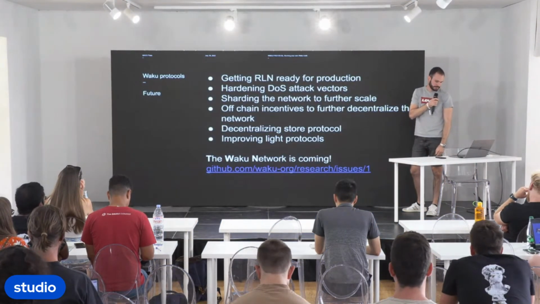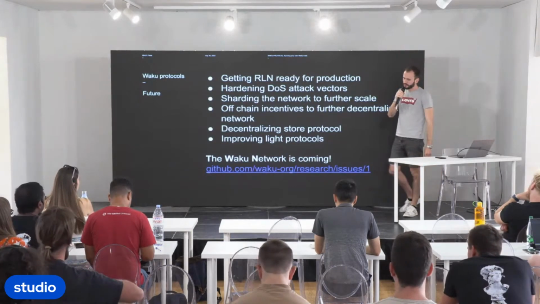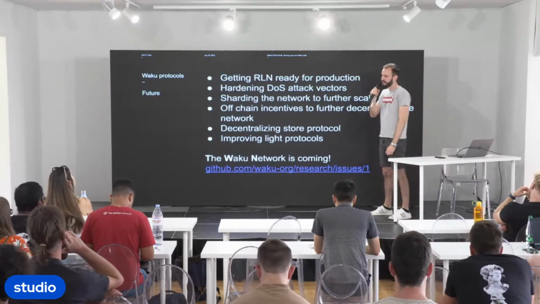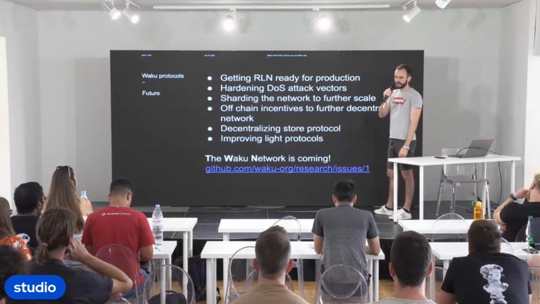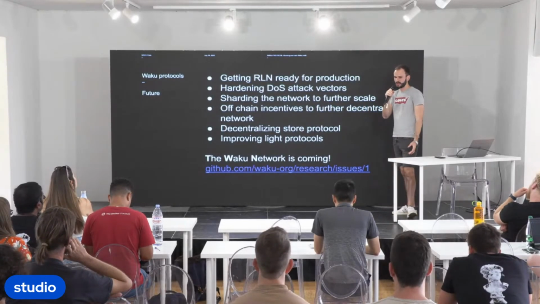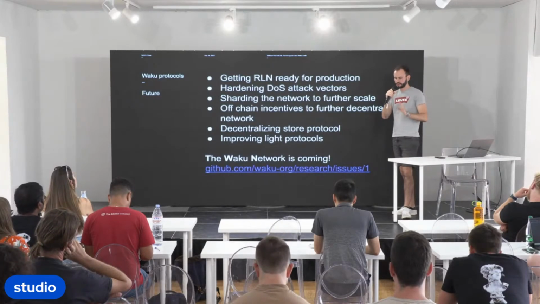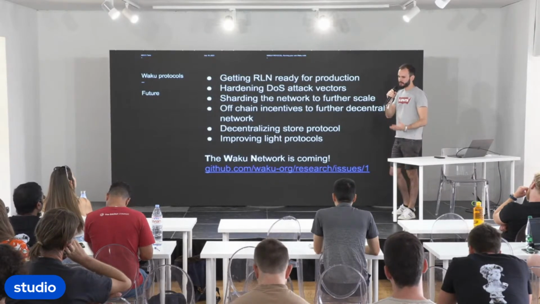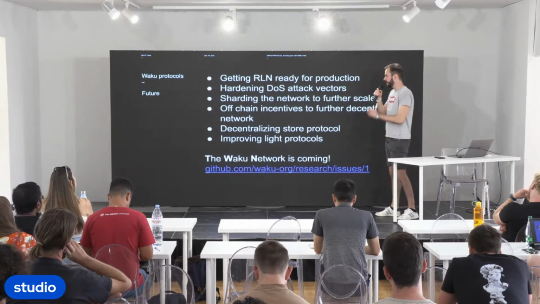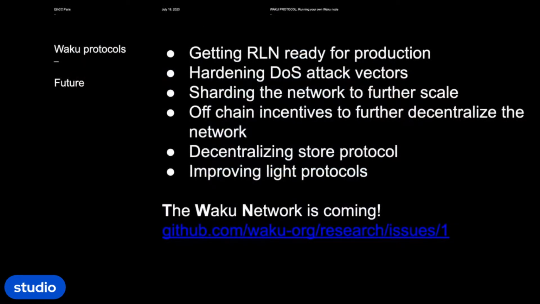So the future. This is our 6 months, maybe a bit more, 6 to 8 months time plan. As I said before, we plan to launch the so-called Waku network. We already have a Waku network, I just wanted to be clear on that, but we aim for more, to have better properties. So this is what we are roughly working on. We are getting RLN ready for production, because right now RLN is not ready yet for production. We are also hardening denial of service attack vectors that you can have in a peer-to-peer network. We are also sharding the network.